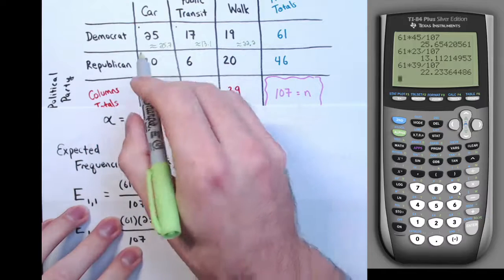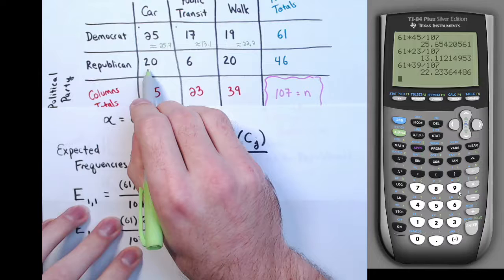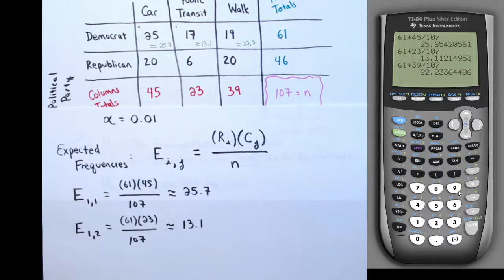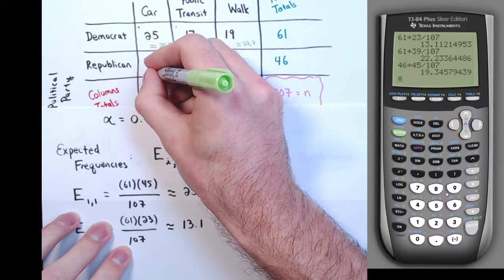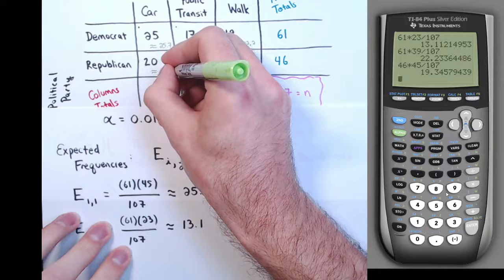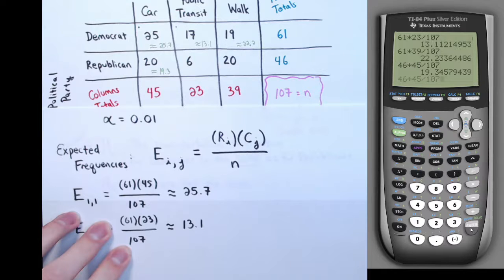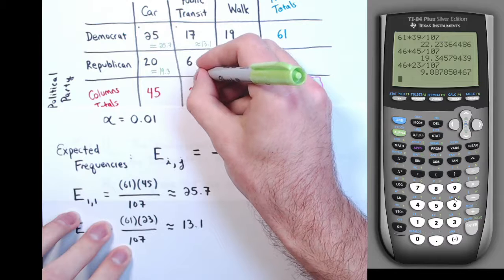for the expected value of the Democrats who walk to work. All right, and now in the second row, for the Republicans who drive a car, multiply 46 by 45, the row total times the column total, and then divided by 107, again divided by the sample size. So 46 times 45 divided by 107, and rounding to 1 decimal place, that's approximately 19.3. Then here you have 46 times 23, so I'm just going to change the 45 to a 23.